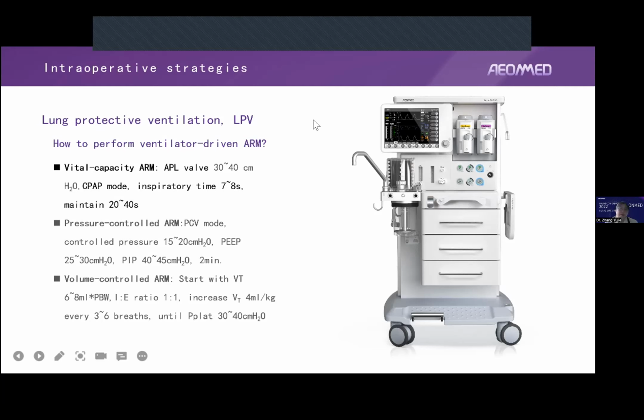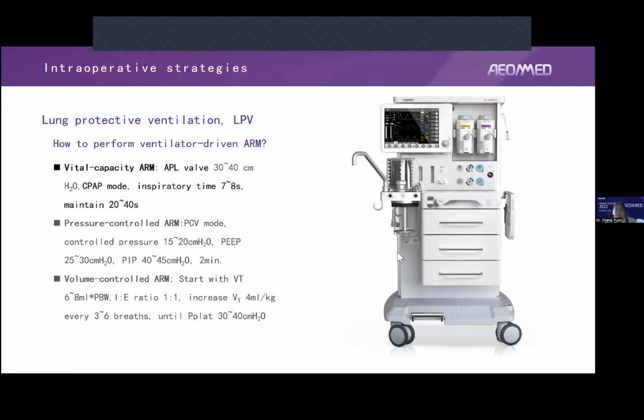We were talking about the volume controlled ARM. We can start with a common tidal volume of 6 to 8 milliliters per kilo of PBW and set the inspiratory expiratory ratio to 1:1, and then increase our tidal volume by 4 milliliters per kilo every 3 to 6 breaths until the plateau pressure reaches 30 to 40 centimeters of water column. And for newer anesthesia machines, the RM mode is included, just like the picture on the right.